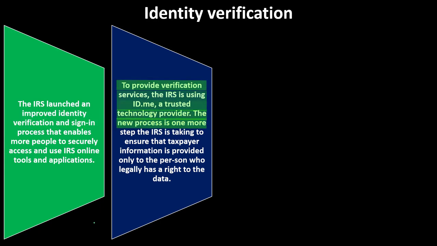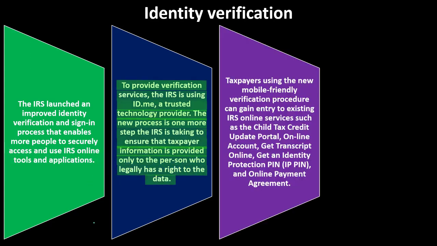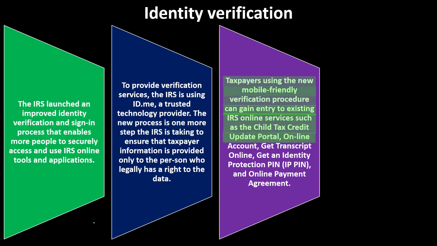The new process is one more step the IRS is taking to ensure that taxpayer information is provided only to the person who legally has the right to the data. Taxpayers using the new mobile-friendly verification procedure can gain entry to existing IRS online services, such as the Child Tax Credit Update Portal, online account, get transcript online, get an identity protection PIN, IP PIN, and online payment agreement.